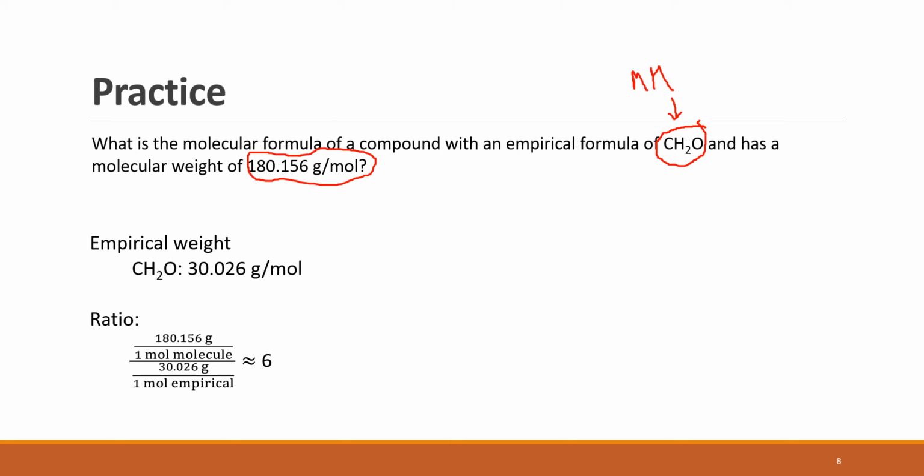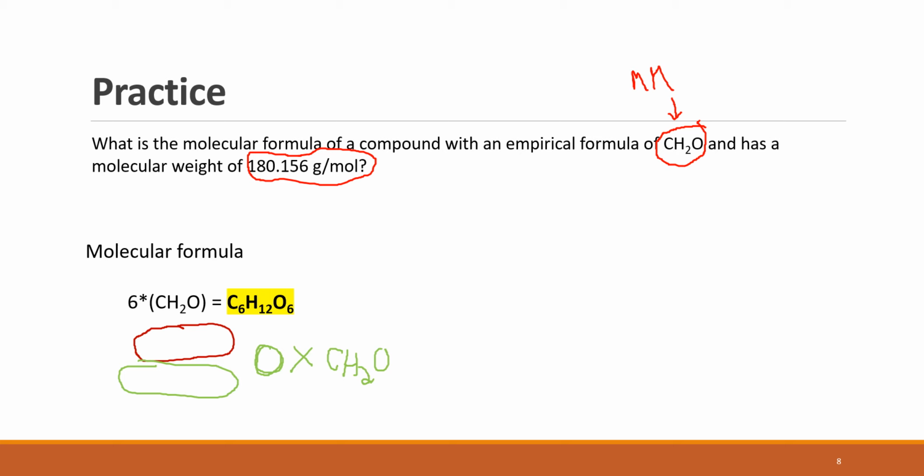Now, as for the ratio, notice we put the molecular weight of the compound as a whole in the numerator, that 180.156 that they gave us in the equation, and we divide it by the empirical formula weight that we calculate on our own. And we get close to a whole number. It doesn't show up to be exactly 6, but it's very close. So this is the whole number that we're going to multiply the CH2O by. So it means we're multiplying by all the subscripts. So that means we'll have 6 carbons, 12 hydrogens, and 6 oxygens to get C6H12O6.